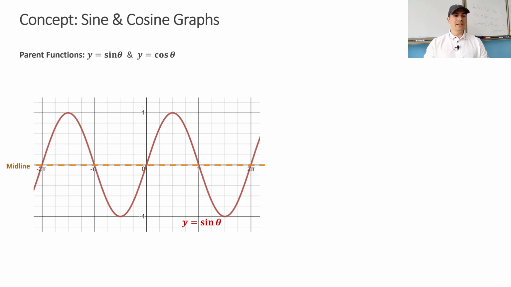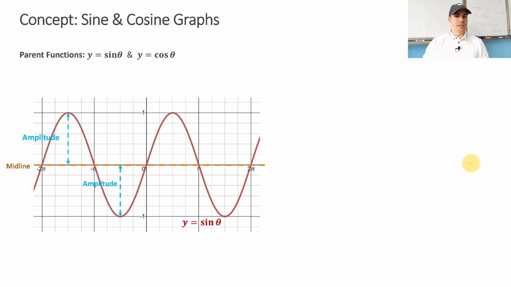The first one is the midline, okay? The midline in this lesson is going to be just our x-axis. The midline is this horizontal line that we are oscillating around. We're going up and down from this midline. In a lot of cases, especially in this video, that is going to be the x-axis. Not always, but it will be in this video.